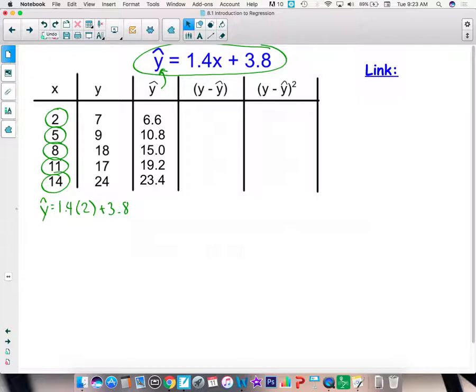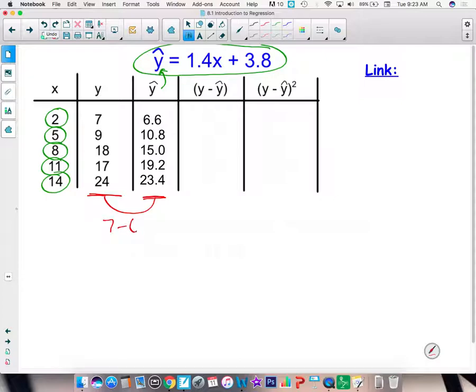So if we were to finish out the chart, you'd get 6.6, 10.8, 15.0, 19.2, 23.4. Okay? So now what you're going to do is take the value from this column and subtract it from that column. So it'd be 7 minus 6.6 for the first area up here. Okay, so 7 minus 6.6 is going to give you 0.4. And now we do 9 minus 10.8, so that's negative 1.8. And you can do most of these in your head. Some of them are pretty easy, some of them might be a little bit harder.